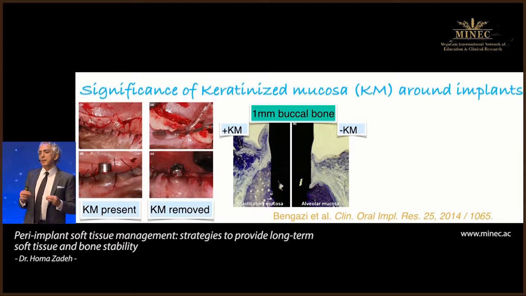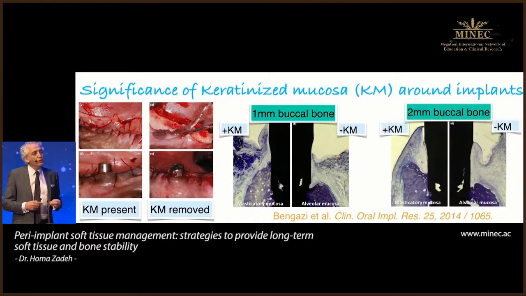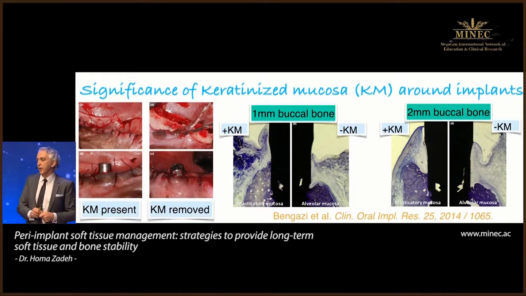So you may think, well, maybe in the dog they had thin bone, and that's why they lost bone. But they also looked at the areas that had at least 2 millimeters of buccal bone, and they found out where the keratinized mucosa was cut out, even when the bone was 2 millimeters in thickness, those areas exhibited more bone loss.